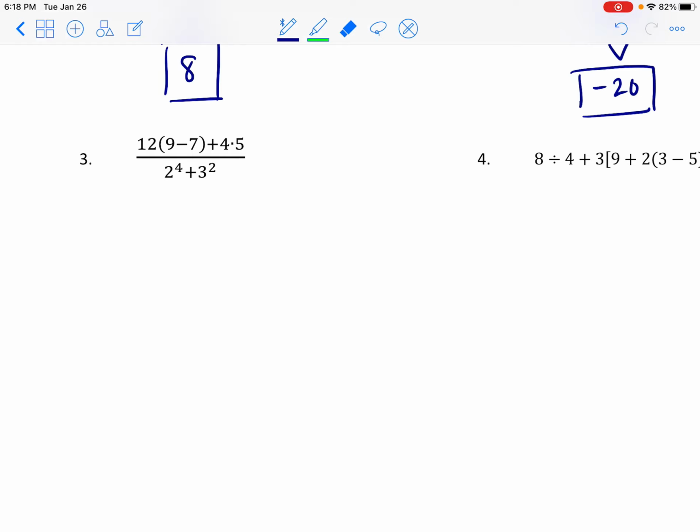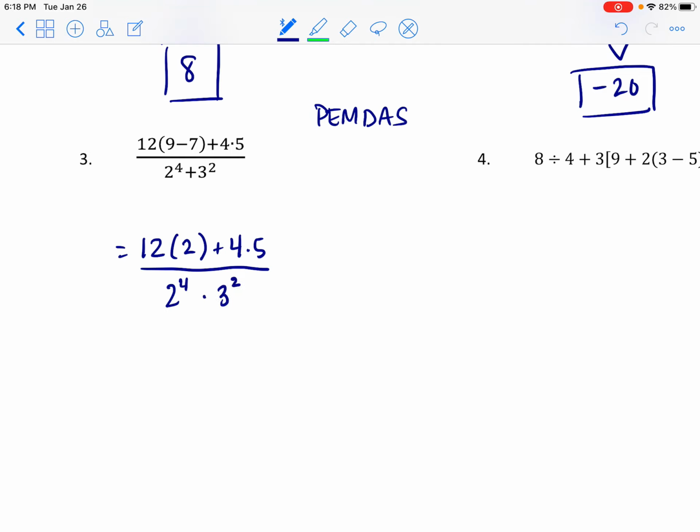Alright, so using my little checklist, I'm going to do anything inside of my parentheses or grouping symbols first. So I'm going to take care of this 9 minus 7. So I'm looking at 12 times, instead of 9 minus 7, I'm making that a 2. Plus I have 4 times 5, and then on the bottom I have 2 to the 4th and 3 to the 2nd. So did that.